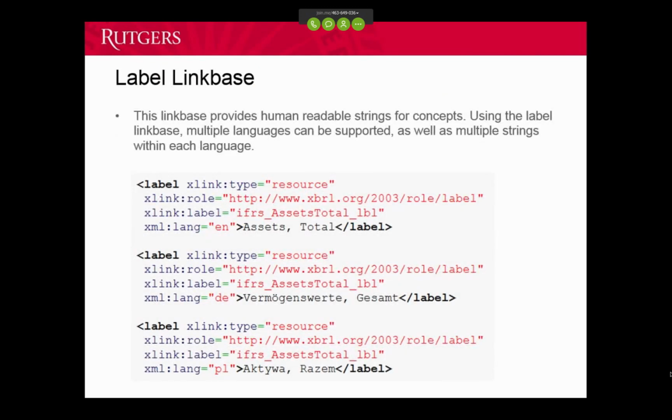So the label link base provides the human readable strings for concepts, okay? So this is the label link base, right? Here is the concept as the computer would read it, and here's the label so that the human can read it. So this is what we would see for this label, all right? But let's say there's a different language, such as German.